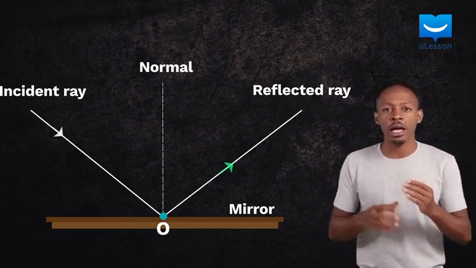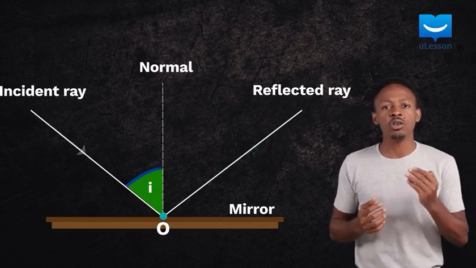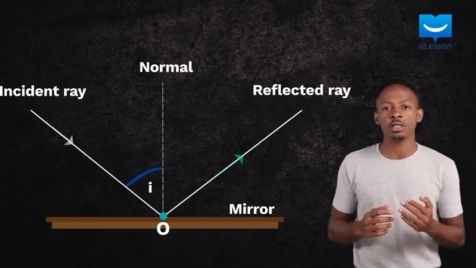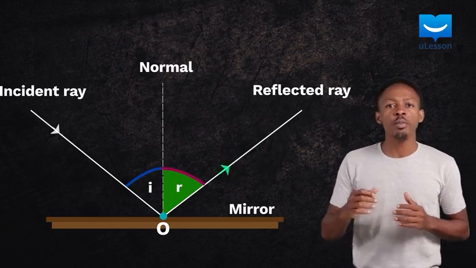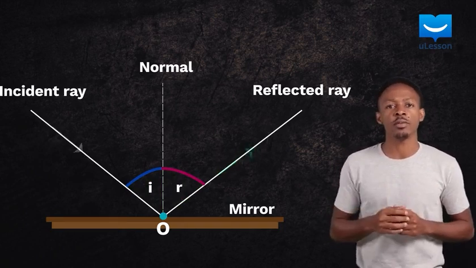Now the angles I and R. The angle I, made with the incident ray and the normal, is called the angle of incidence, while the angle R, made with the reflected ray and the normal, is called the angle of reflection.